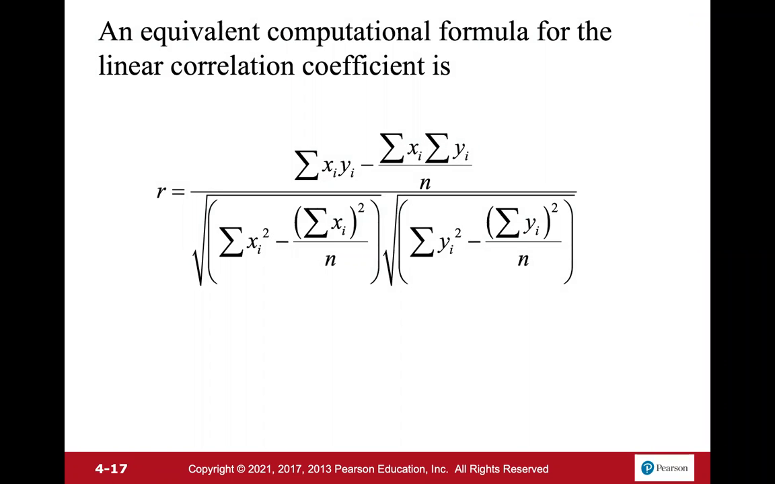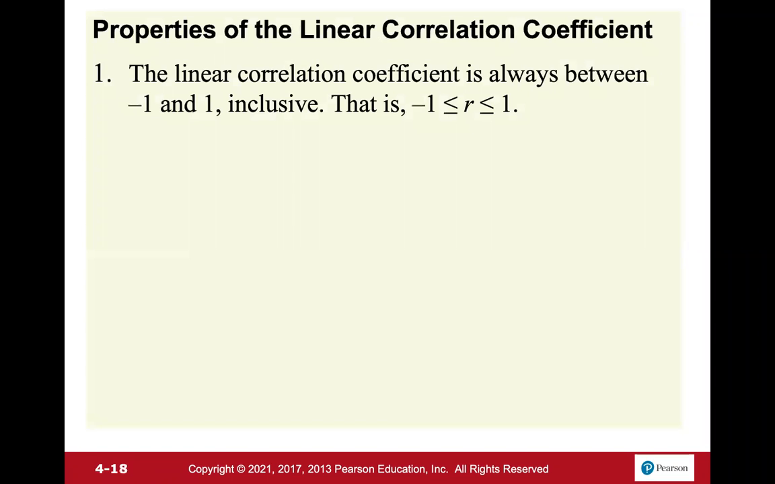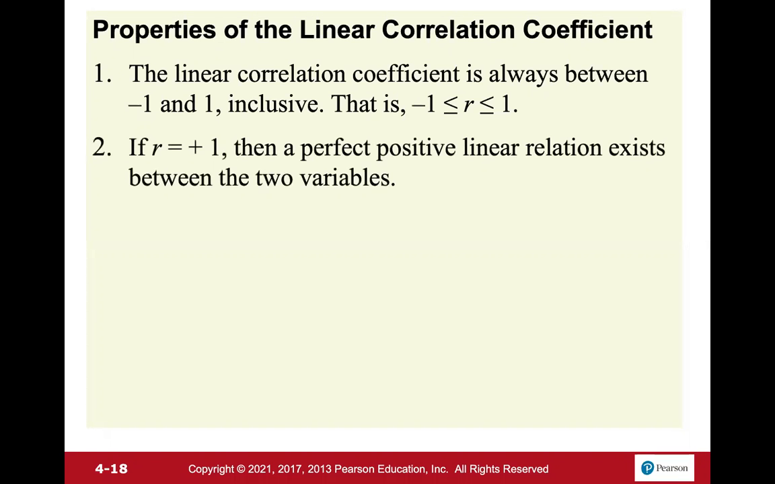We're not going to do all of this. This one looks a little bit too complicated. All right, properties of the linear correlation coefficient. The linear correlation coefficient is always between -1 and +1 inclusively. That is, -1 is less than or equal to R, which is less than or equal to +1. So they're all going to be between -1 and +1.